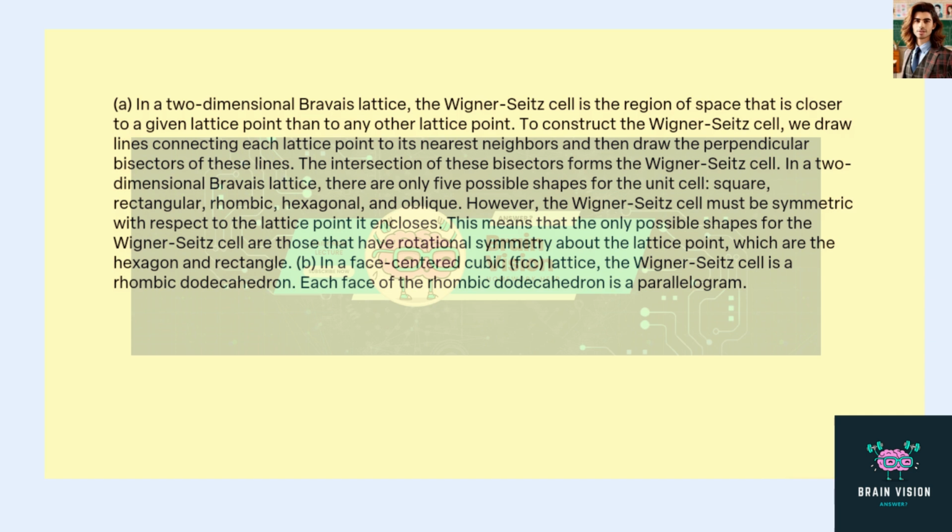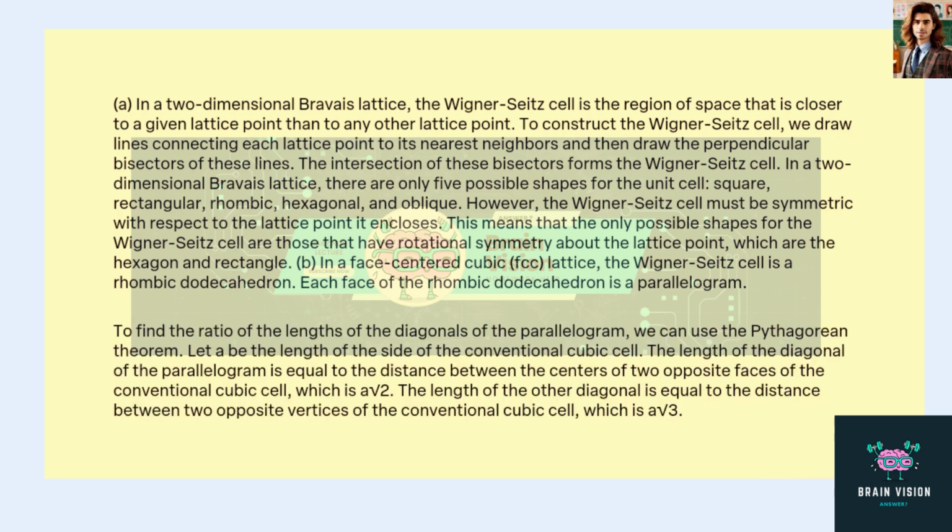In a face-centered cubic FCC lattice, the Wigner Seitz cell is a rhombic dodecahedron. Each face of the rhombic dodecahedron is a parallelogram. To find the ratio of the lengths of the diagonals of the parallelogram, we can use the Pythagorean theorem. Let a be the length of the side of the conventional cubic cell. The length of one diagonal of the parallelogram is equal to the distance between the centers of two opposite faces of the conventional cubic cell, which is a√2. The length of the other diagonal is equal to the distance between two opposite vertices of the conventional cubic cell, which is a√3.